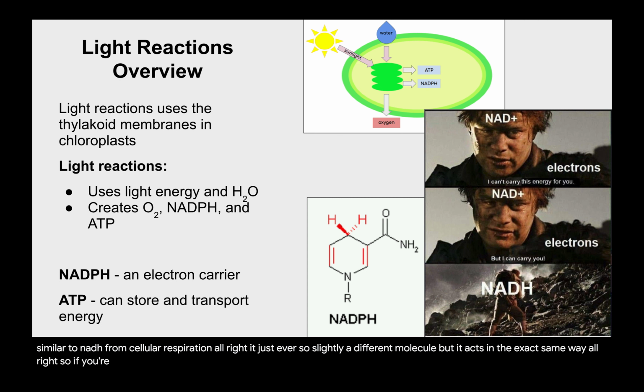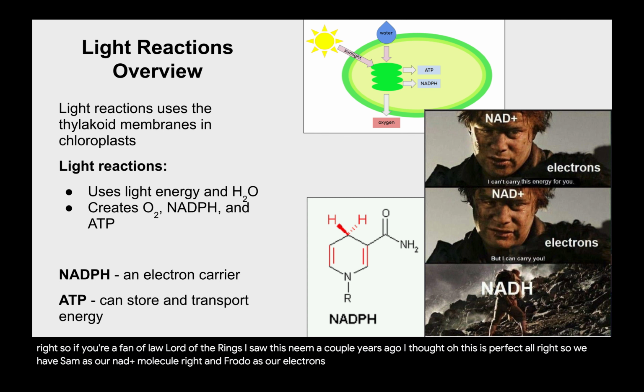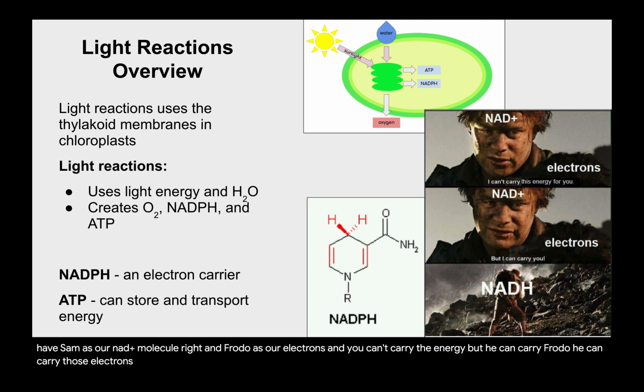So if you're a fan of Lord of the Rings, I saw this meme a couple years ago and I thought, oh, this is perfect. We have Sam as our NAD plus molecule, and Frodo as our electrons. He can't carry the energy, but he can carry Frodo. He can carry those electrons. So when he carries those electrons, they become NADH. All right? Thought that was a good meme. It kind of helped me understand it maybe a little bit.